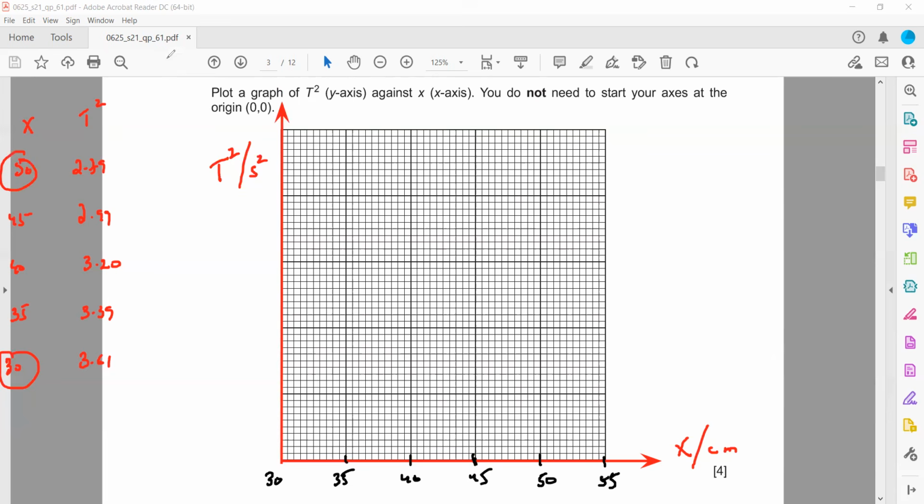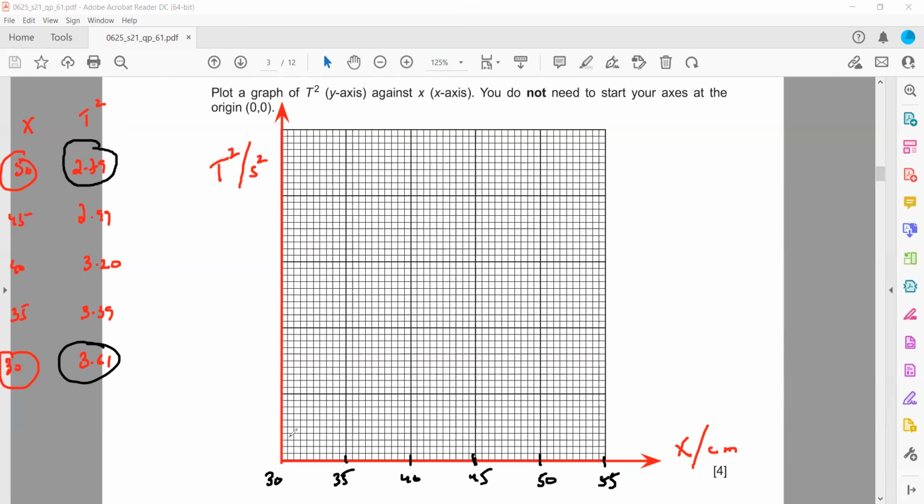As I mentioned, we don't have to include the origin, so we don't have to start our axis with 0. We can start with any number. Try to expand your scale so that you can use 70% of your graph paper. When you check t square, the minimum value is 2.79 and the maximum value is 3.6.